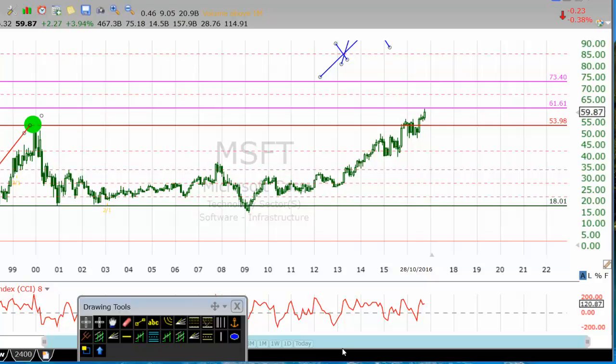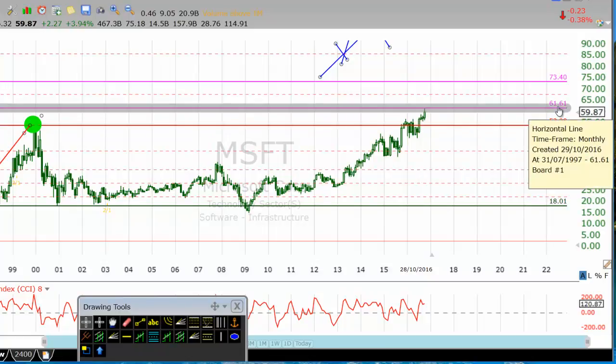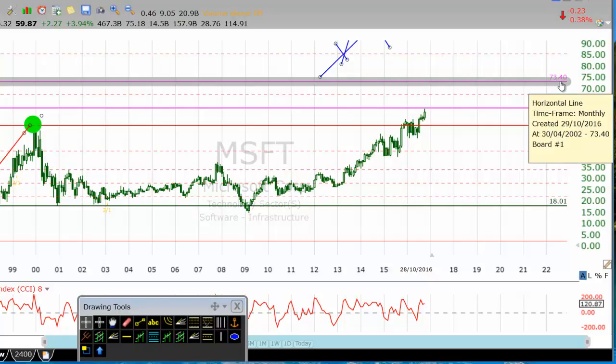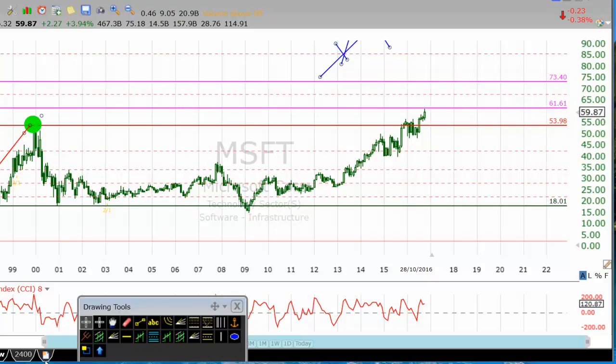So for Microsoft stock, there are key levels that the professionals are watching. The significant high here is a key level at 53.98. This level of 61.61, the 138.2% Fibonacci extension level, applying from this level of $34.39, is a key level. The next key level is 73.40. You want to trade around those key levels. But one more thing before we close this tutorial today.